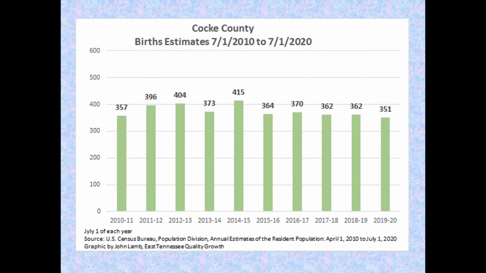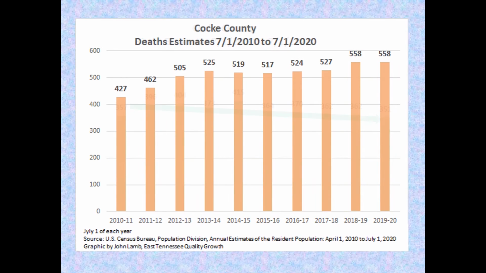Consider first the number of babies born into the population each year. The trend showed a slight decrease over the 10 years of the sequence. The number of people dying each year showed a more pronounced pattern of increase over the 10-year sequence.